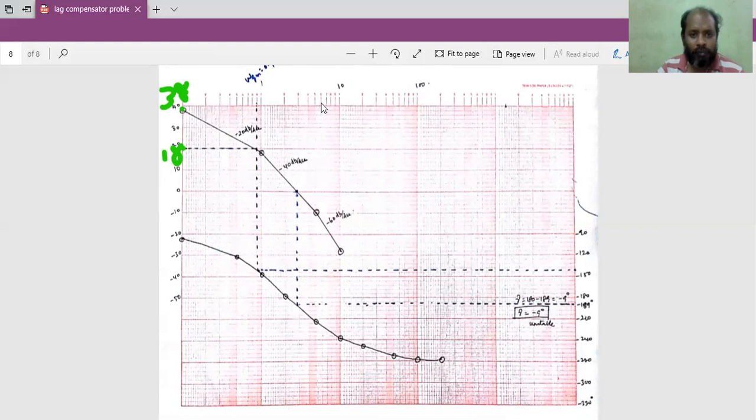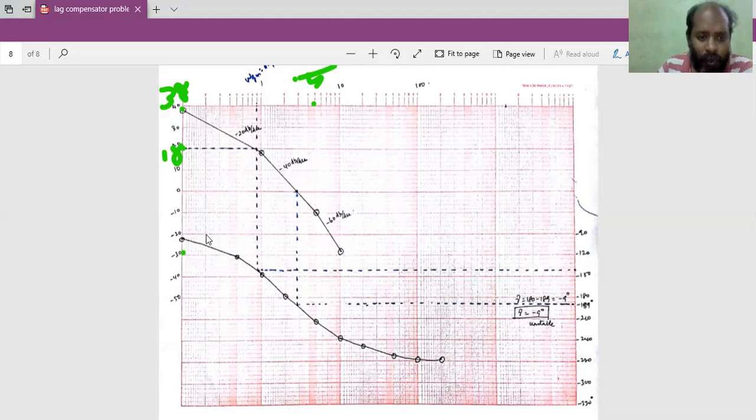This is 1, 2, 3, 4, 5. So this is 5 actually. At 5 radians per second, I am getting minus 10 magnitude. At 10, I am getting minus 28. So I am getting a minus 28 point here. So I have drawn this. Now you are joining it using a scale, and then putting in the slopes, which are minus 20, minus 40, minus 60. So your magnitude plot is over.